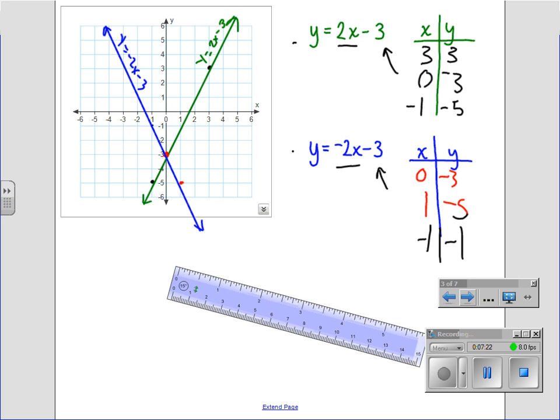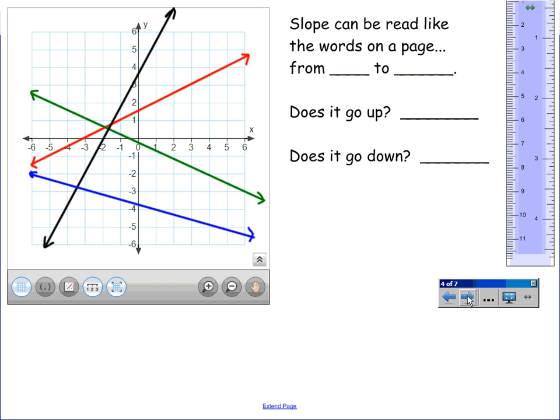All right, let's see if you're paying attention about this slope, and move to this screen. You don't need to copy the graph, but just copy the words here. Slope can be read like the words on a page, in English. Not yours. What about Mandarin? Slope can be read like the words on a page from blank to blank. Can I write it up there? Shri, how do you read words on a page? From left to right? Very good.